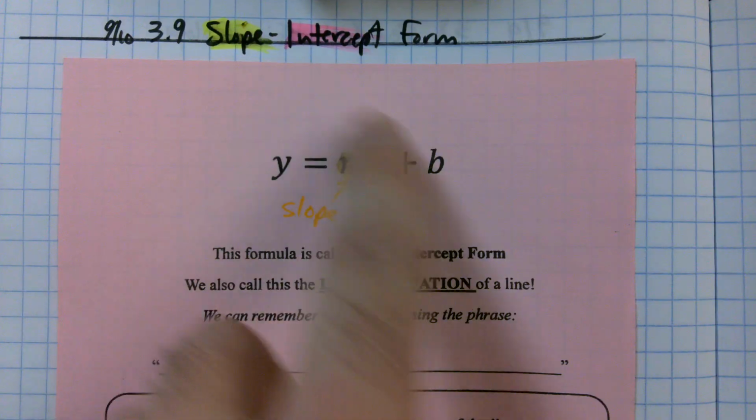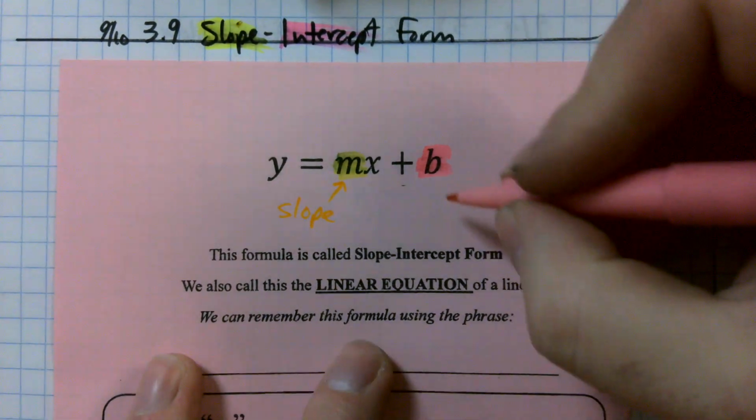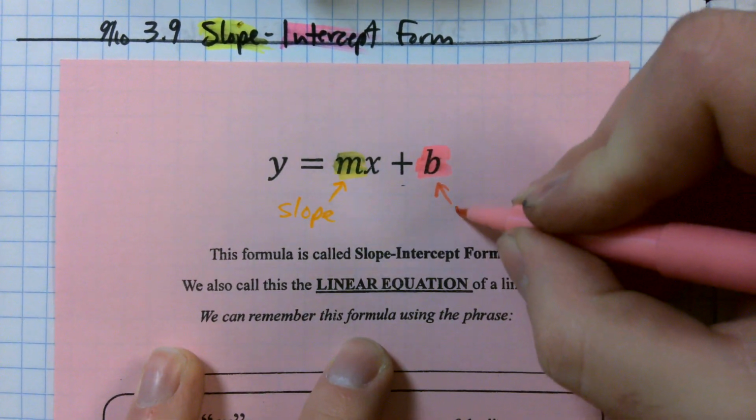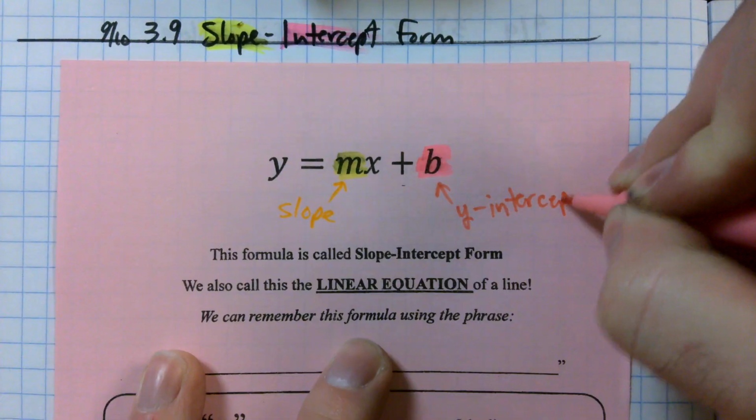So my intercept, that's going to be my letter B. Okay? And what B stands for is called the y-intercept.